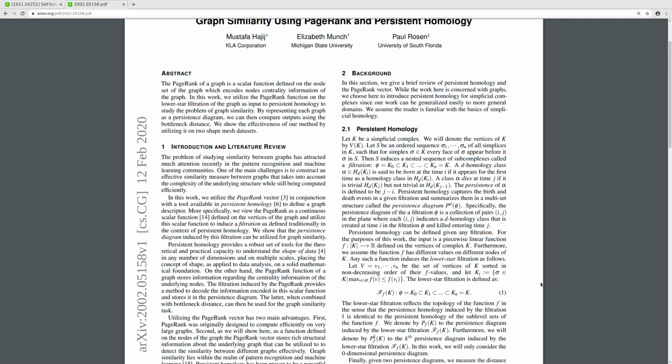A d-homology class alpha in H_d(K_i) is said to be born at time i if it appears for the first time as a homology class in H_d(K_i). A class alpha dies at time j if it is trivial in H_d(K_j), but not trivial in H_d(K_{j-1}). The persistence of alpha is defined to be j minus i.